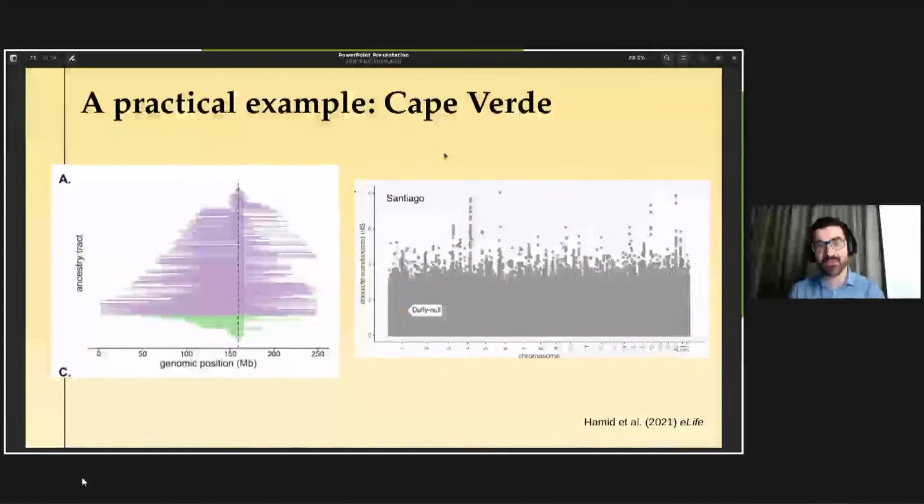A practical example was this one. In Cape Verde, there was a study by Hamid et al. in 2021, in which they looked at the Duffy allele. There are certain variations of the allele that can help in the resistance against malaria, and the Cape Verde population is very prone to be affected by this disease because of natural conditions in the islands.